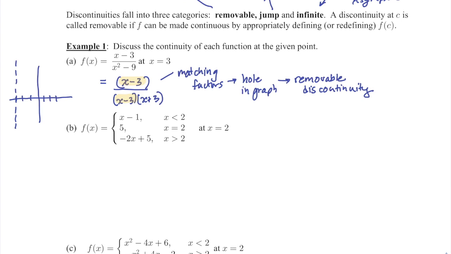To figure out the y-coordinate, we would plug x equals 3 into the other factors. So we'd have 1 over 3 plus 3, so 1 over 6. So we'll have (3, 1/6) as a hole in the graph. The denominator of this function is higher degree than the numerator, which means there's going to be a horizontal asymptote at y equals 0. So this will just keep going that direction. If I plug in x equals 0 to find the y-intercept, I have -3 over -9, so 1/3.